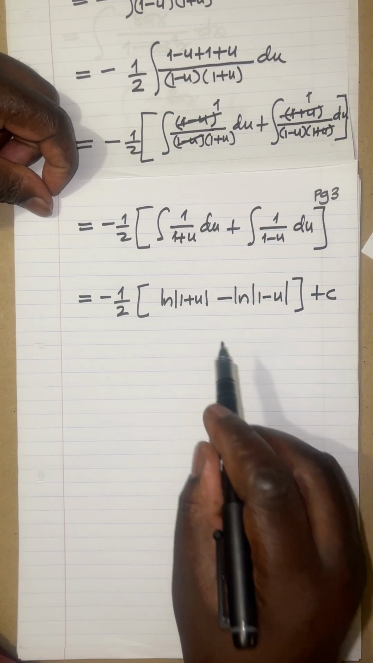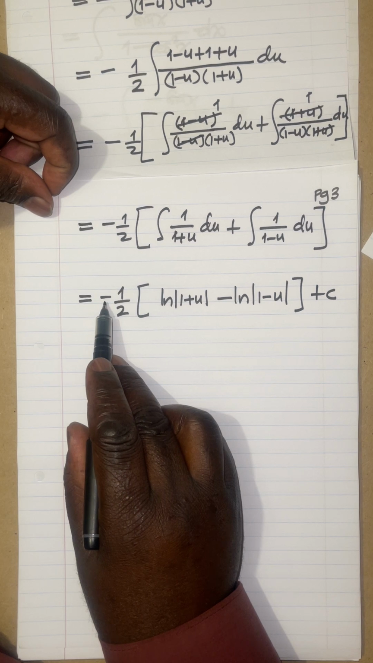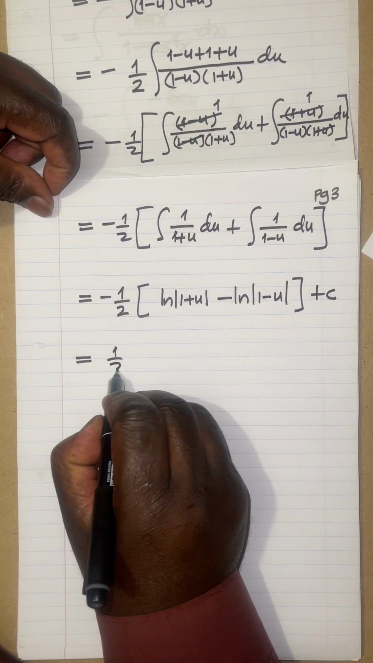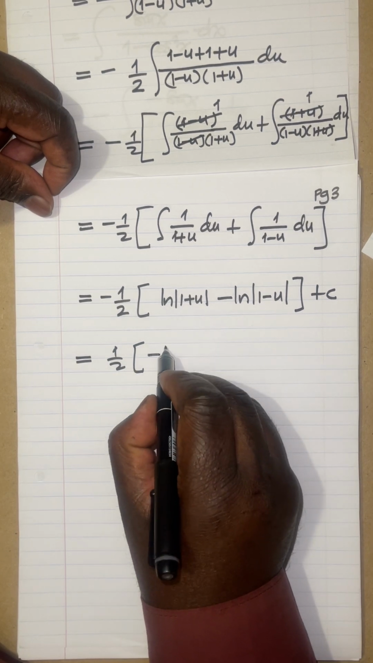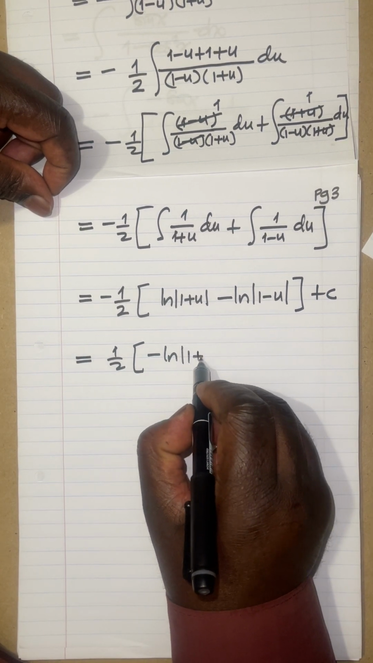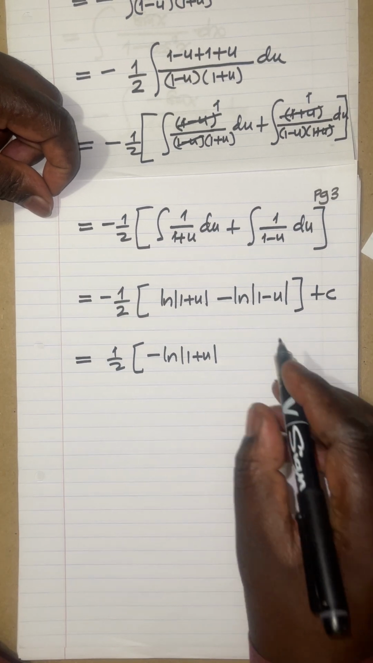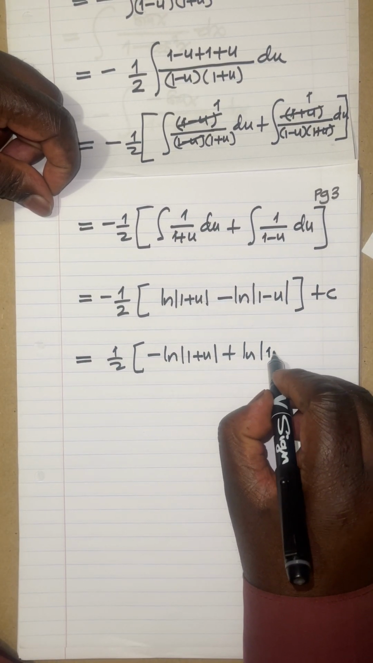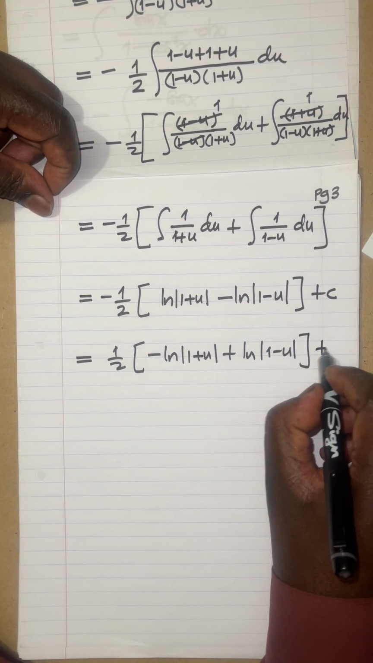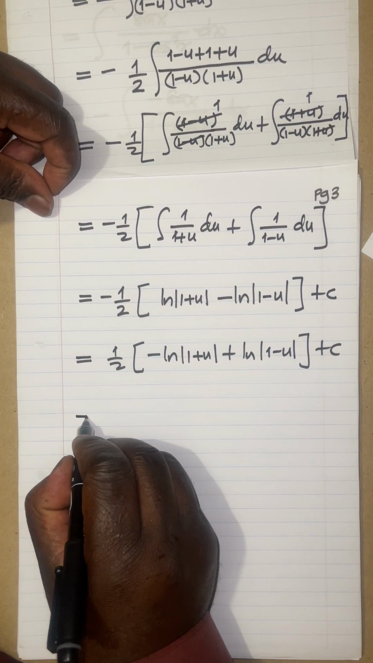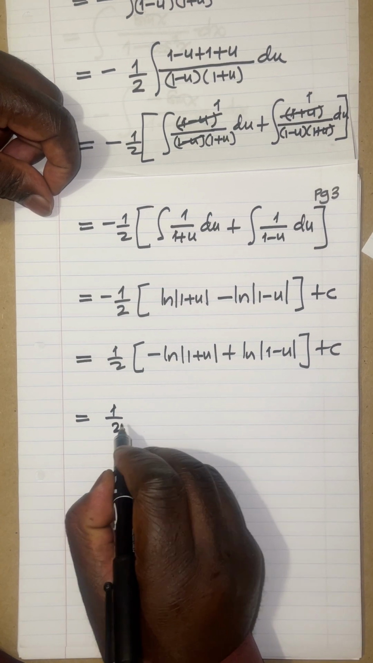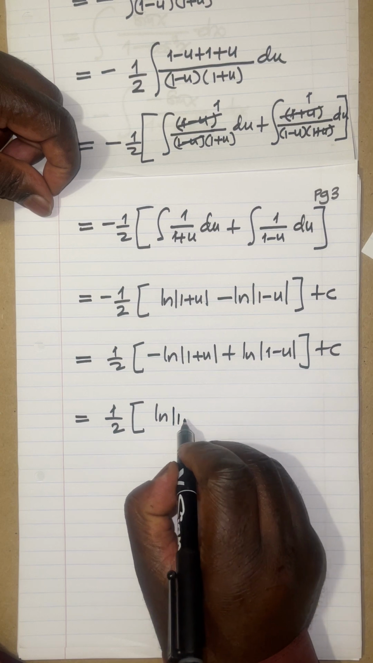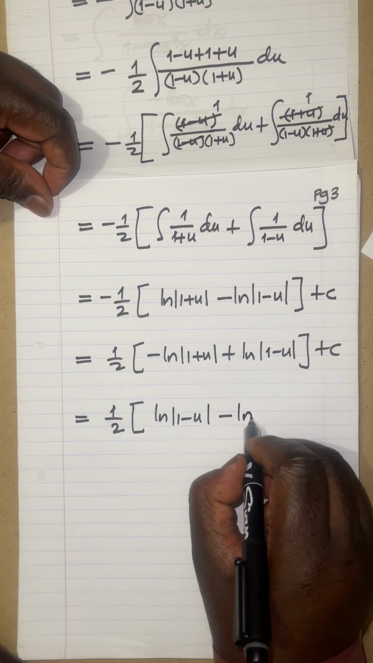Right, so now I'm going to distribute the minus 1 outside here. The minus must go in. I'll keep the half outside. And then I take the minus in. This will be minus natural log of 1 plus u, absolute value there. And then the minus will change that sign to plus natural log of 1 minus u, like this, plus c. Now let's write the plus sign first, the term containing the plus sign. 1 over 2, and I'm saying now natural log of 1 minus u minus natural log of 1 plus u.